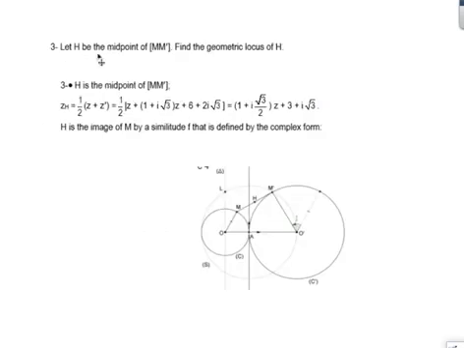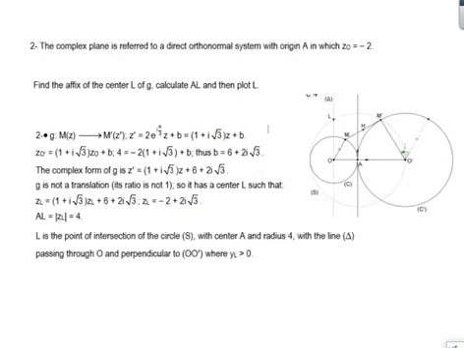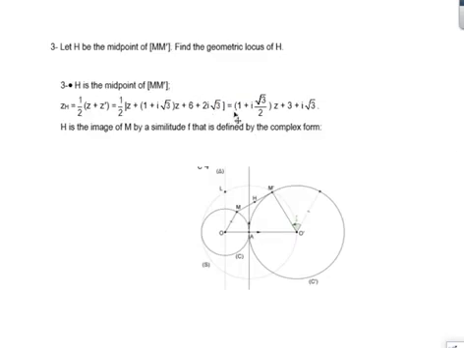3. H is the midpoint of M M prime. Find the geometric locus of H. Since H is the midpoint of M M prime, we say ZH equal half of Zm plus Zm prime. Zm, which is Z, and Zm prime is Z prime. We replace Z prime by this equality, and simply we get this form. The Z here is the affix of point M, ZH is the affix of point H, so we say H is the image of M by a similitude F that is defined by this complex form.